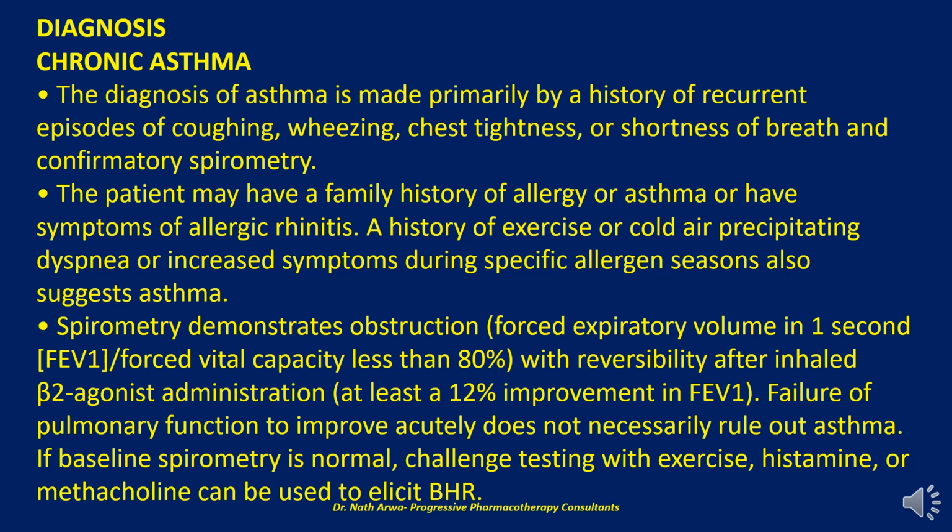3. Spirometry demonstrates obstruction, forced expiratory volume in 1 second, abbreviated as FEV1, to forced vital capacity less than 80%, with reversibility after inhaled beta-2 agonist administration. At least a 12% improvement in forced expiratory volume in 1 second.